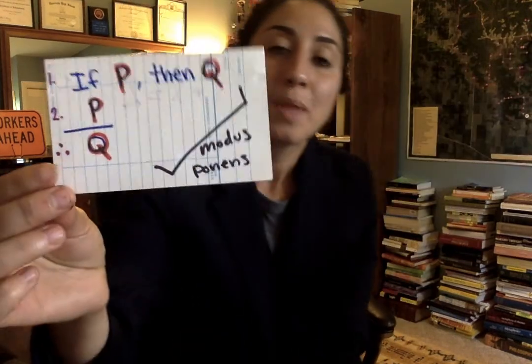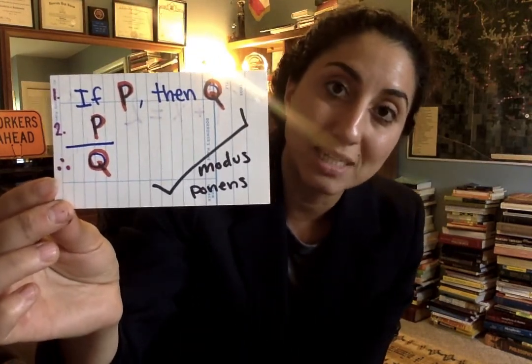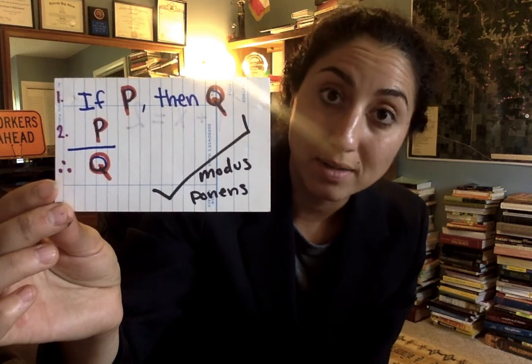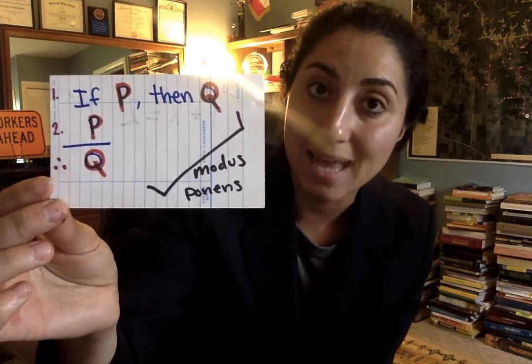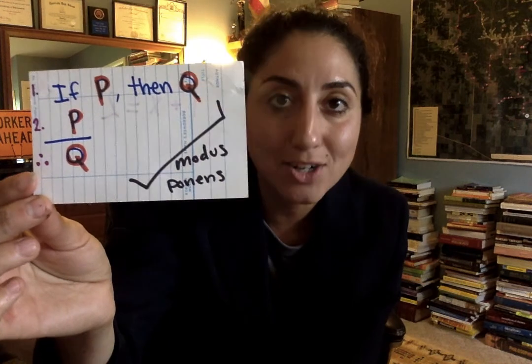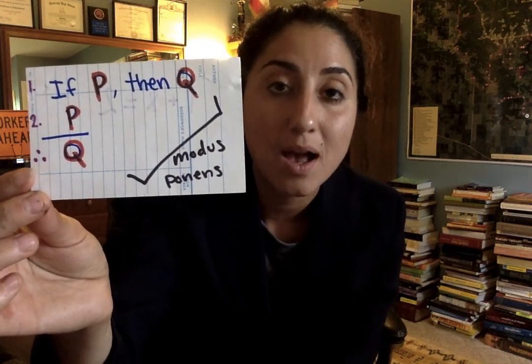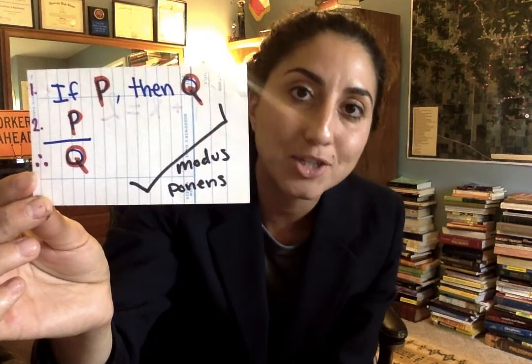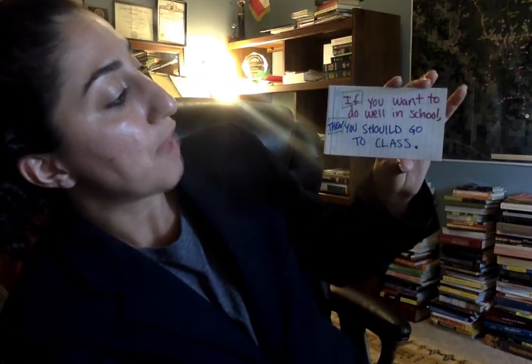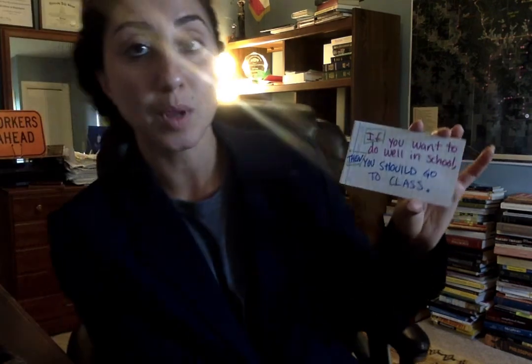In other words, by satisfying the antecedent of the conditional statement from premise 1, by adding it as premise 2, you necessarily are guaranteed the consequent of the conditional from premise 1 as your conclusion. Let's turn these conditional statements into a modus ponens. So premise 1, if you want to do well in school, then you should go to class. Premise 2, you want to do well in school. The conclusion is necessarily that you should go to class.